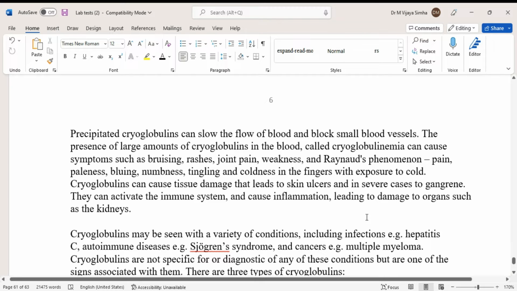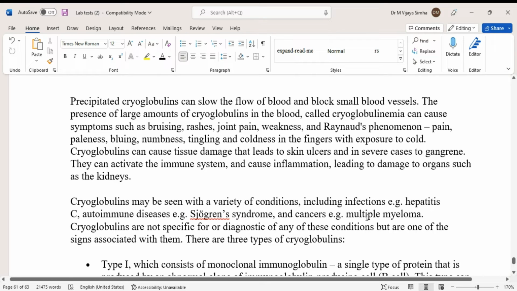Precipitated cryoglobulins can slow the flow of blood and block small blood vessels. The presence of a large amount of a cryoglobulin in the blood, called cryoglobulinemia, can cause symptoms such as bruising, rashes, joint pain, weakness, and Raynaud phenomenon: pain, paleness, blurring, numbness, tingling, and coldness in the fingers with exposure to cold.